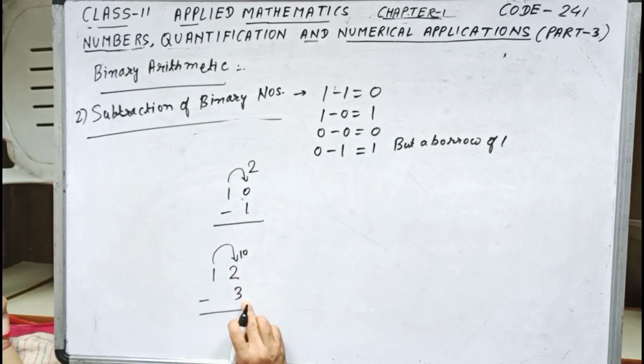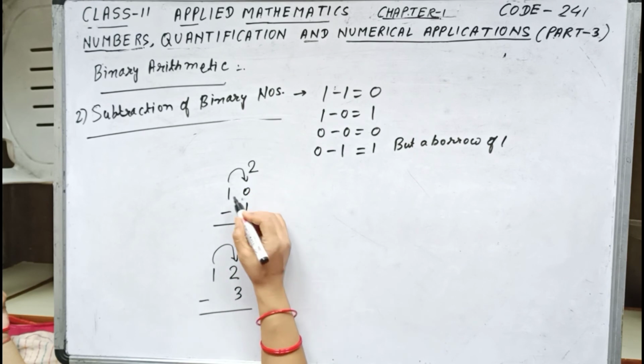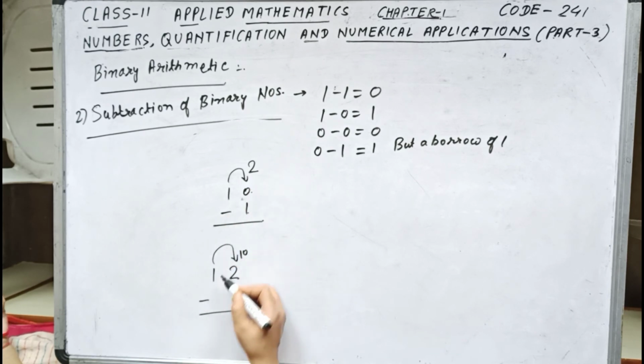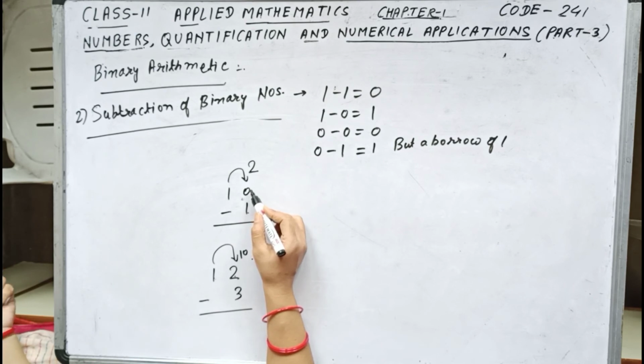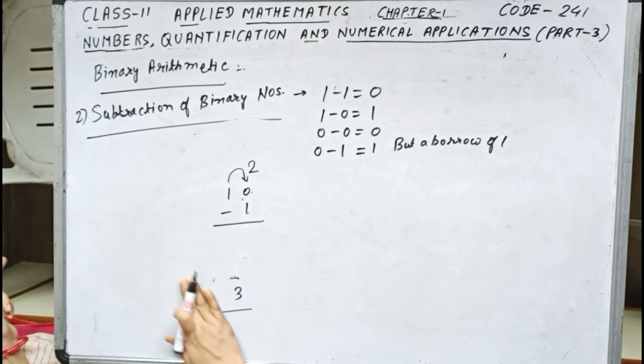So we do 12 minus 3. The same concept over here: 1 shifted from the second column to the first column becomes 2 over here. 1 shifted from the first column to the second column becomes 10 in the decimal system, and becomes 2 in the binary system. Now I think it is clear.